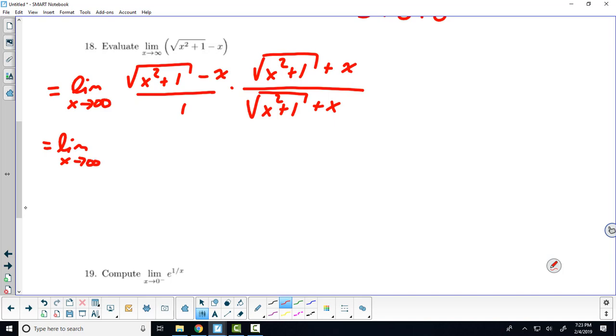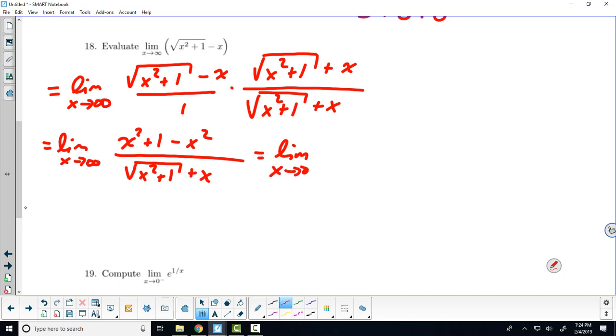I'm not going to show the work for foiling out the numerator. So this gives us x squared plus 1 minus x squared all over the square root of x squared plus 1 plus x. Clean it up just one step more. Save a little room though. We'll have 1 over the square root of x squared plus 1 plus x.